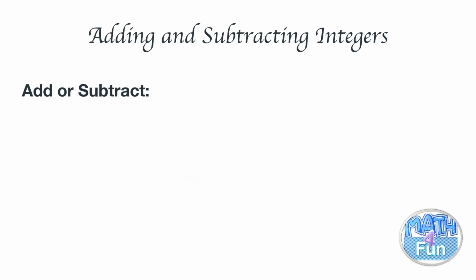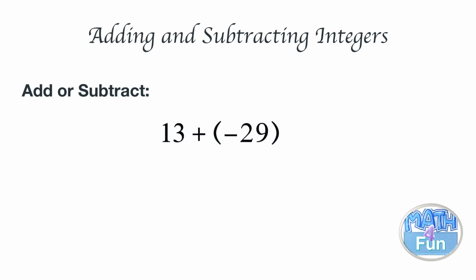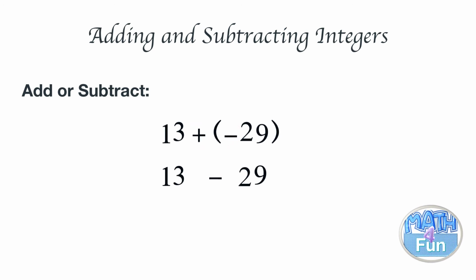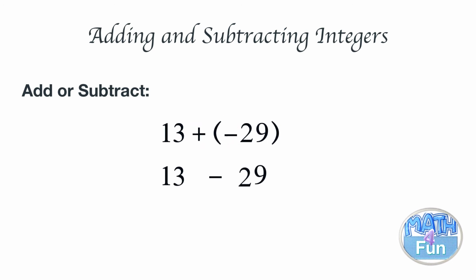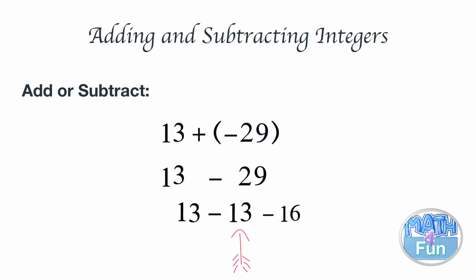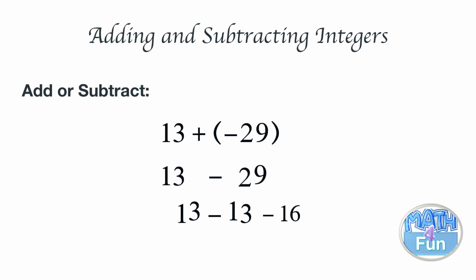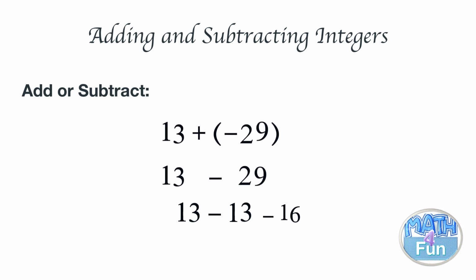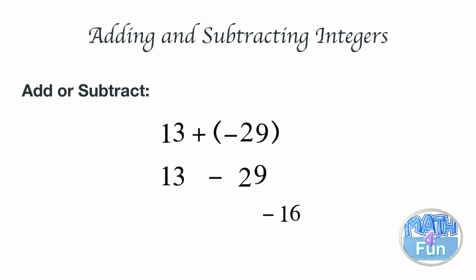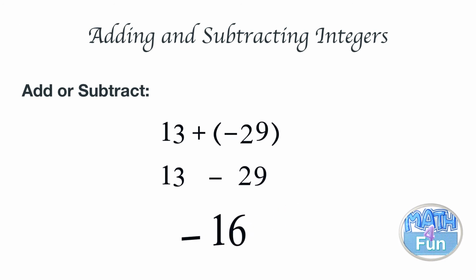Let's look at that. Here we have 13 plus of minus 29. So we say 13, and here plus times minus is minus, and here we have 29. Now we need to get 13 from the 29. Take 13 from the 29, you get 16. So 13 and 16 is 29, but since it is minus, we write them both in minus. And then 13 minus 13 is equal to 0, and the final answer is going to be minus 16.